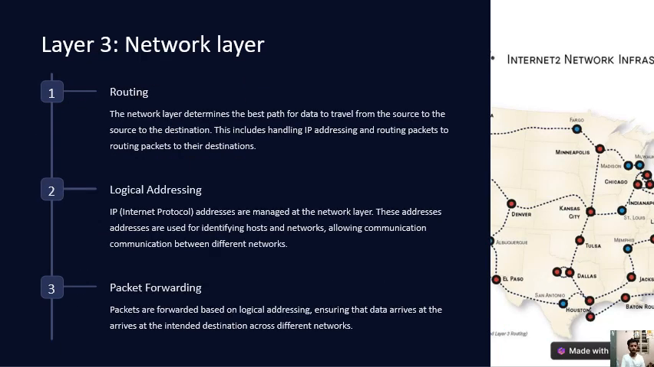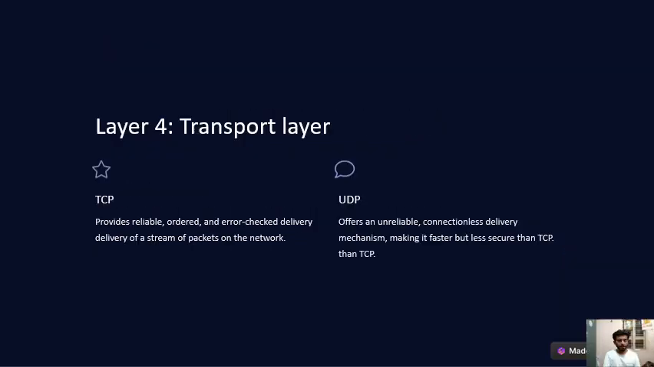Layer 3, Network layer. The network layer determines the best path for data to travel from the source to the destination. This includes handling IP addressing and routing packets to their destinations. Logical addressing: IP, Internet Protocol, addresses are managed at the network layer. These addresses are used for identifying hosts and networks, allowing communication between different networks. Packets are forwarded based on logical addressing, ensuring that data arrives at the intended destination across different networks.